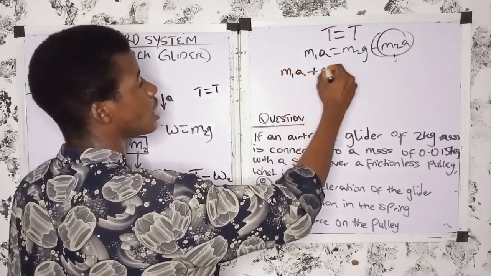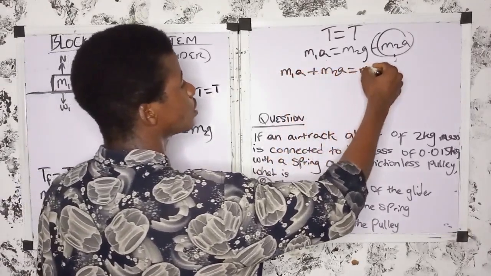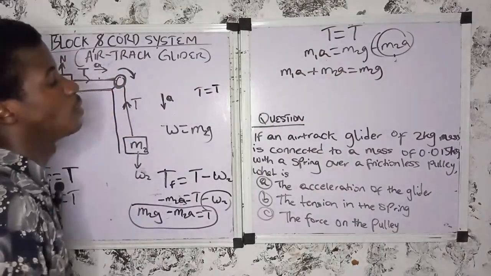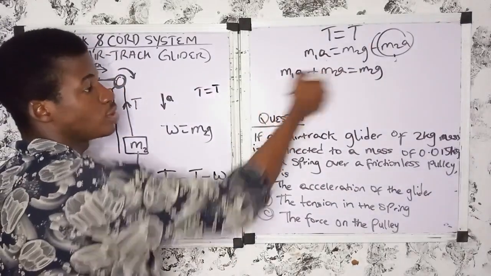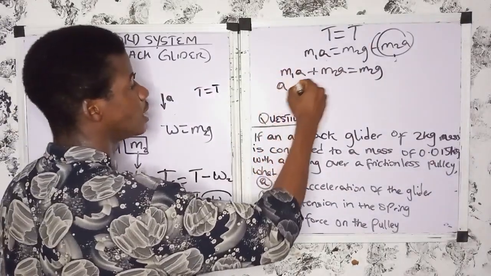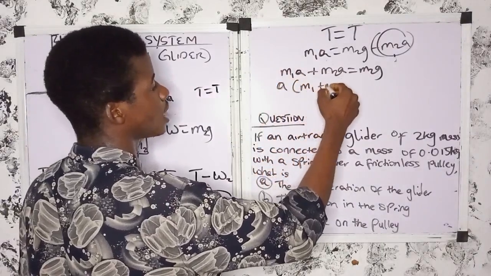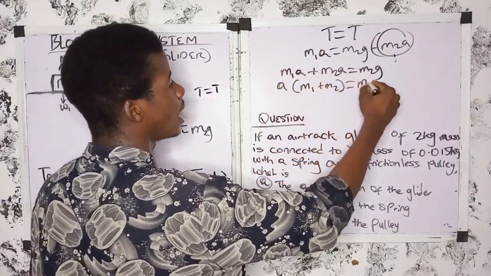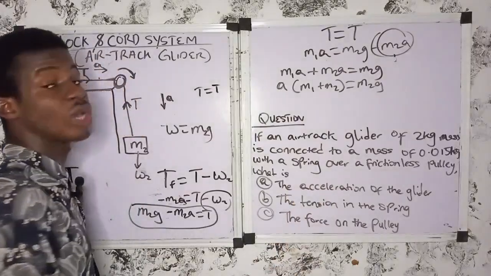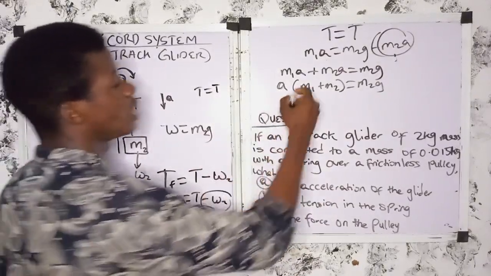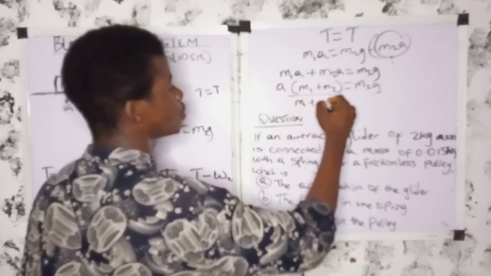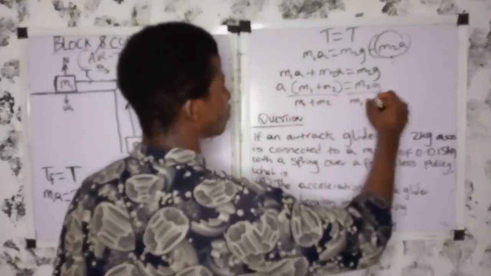M1A plus M2A equals M2G. Which A is common between these two masses? So bring out A, then bracket open, M1 plus M2, bracket close, equals M2G. Since we are looking for A, we divide both sides by M1 plus M2.